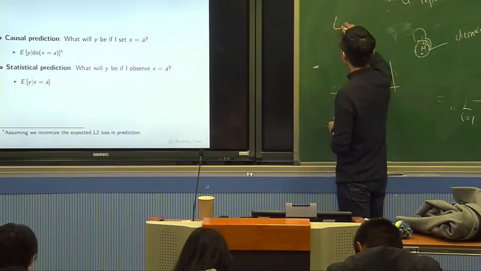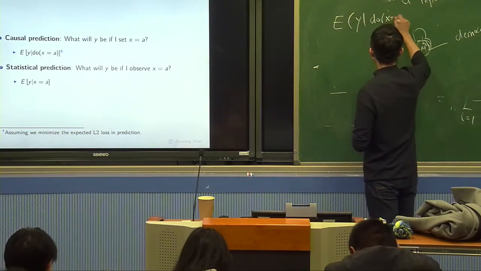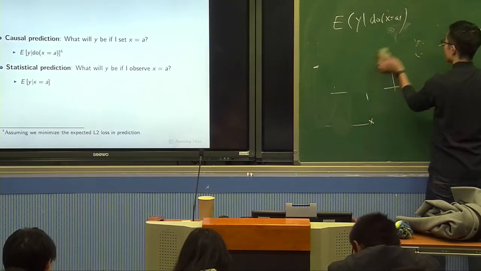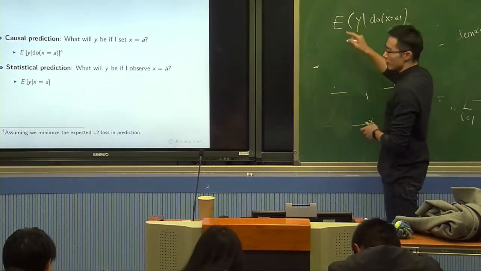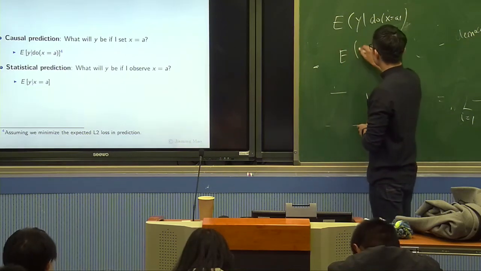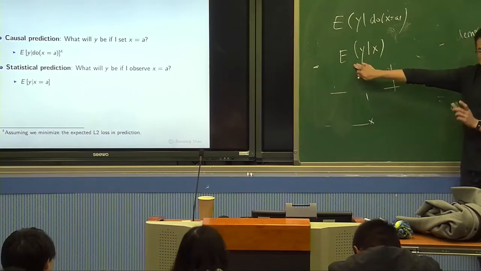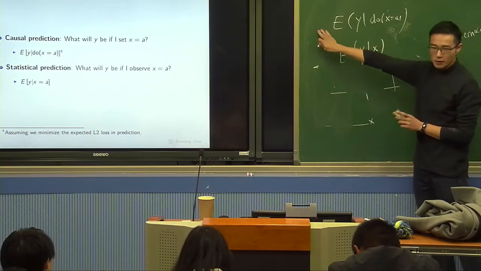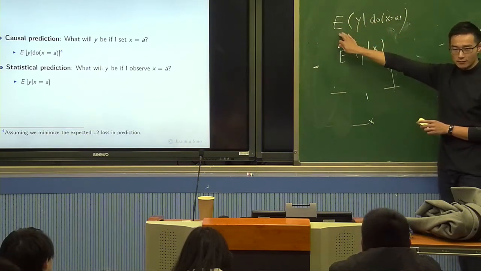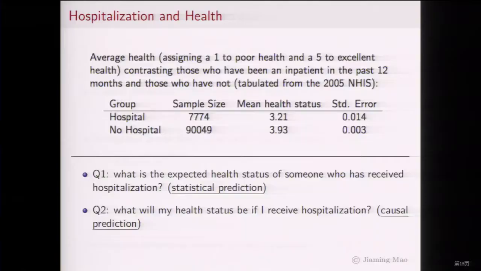Anyway, so we say that if I want to estimate the causal effect of x on y, then what I'm doing is I want to know E[y | do(x = a)]. So if I personally change the value of x to a, what is the effect on y? If we do statistical prediction, then we know E[y | x]. So this is statistical prediction, and this is causal prediction. Causal prediction means if I change x to a, what the effect on y is. It's a very simple way of writing the two things.